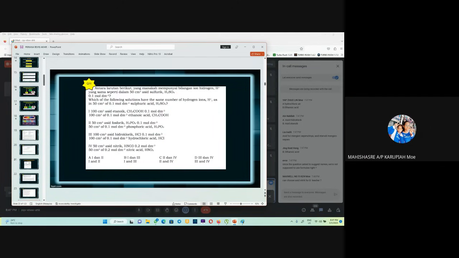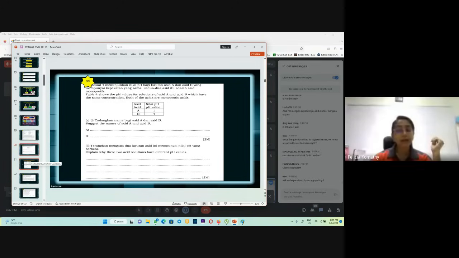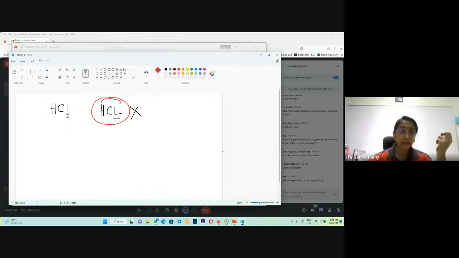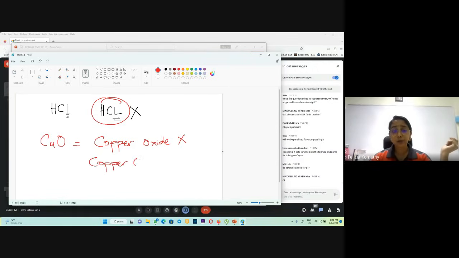Teacher, if wrong spelling, means will cut marks, is it? Yes. Wrong spelling, you won't get marks. So, for names, you must write them correctly according to the correct spelling. And one more thing, students, you have to bear in mind. For example, let's say they ask you to name this substance. If you write copper oxide, it is wrong. You have to write copper(II) oxide.